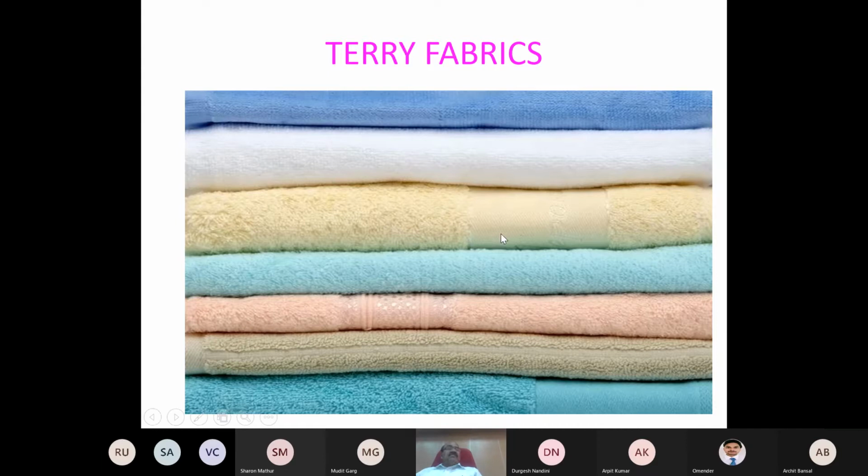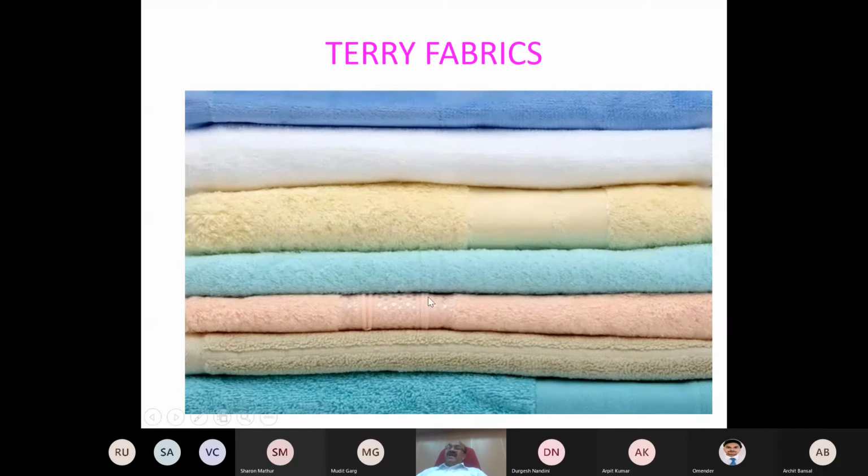So the reason why this is included here in specialty textile is that Terry towel is one of the leading industries of India, and in fact India is one of the largest manufacturers of terry fabric and also the largest exporter of terry fabric.